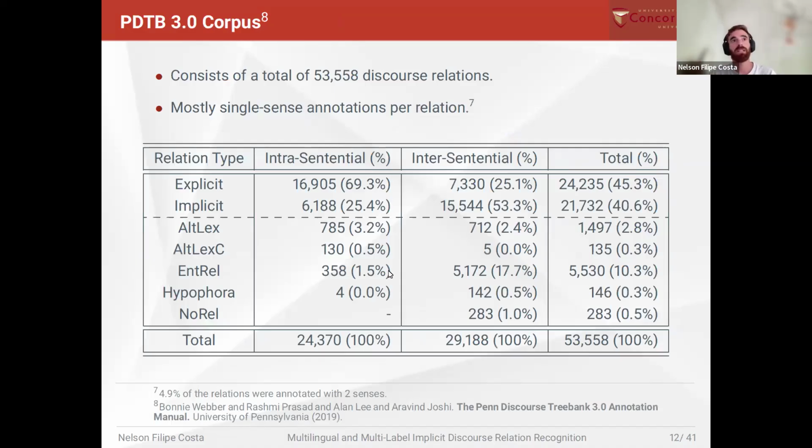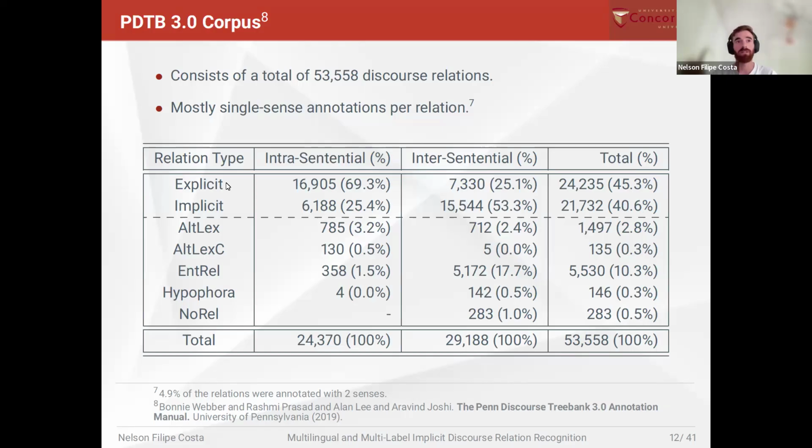Following the PDTB framework, we have the PDTB 3.0 corpus, currently on the 3rd iteration. This corpus consists of over 53,000 discourse relations. As I said, the vast majority are explicit and implicit relations. They make up almost 86% of the corpus. But there are other relations that are a bit more nuanced and which I won't cover, which are AltLex, AltLexC, entity relation, hypophora, and NoRel.